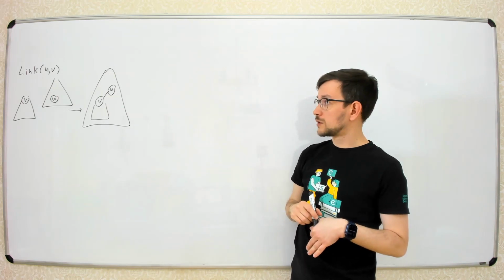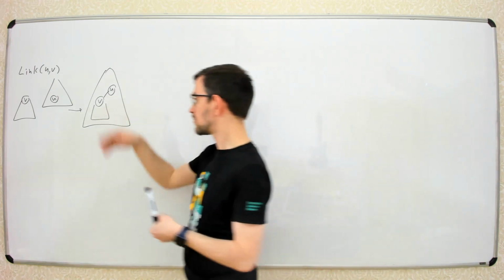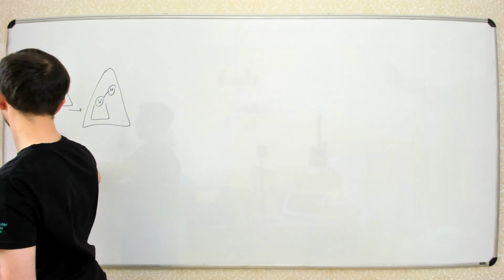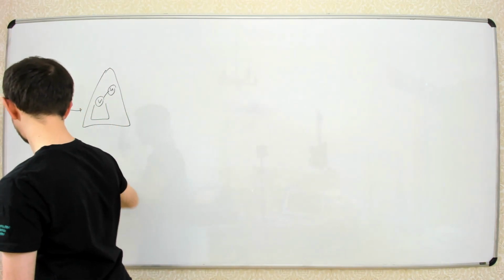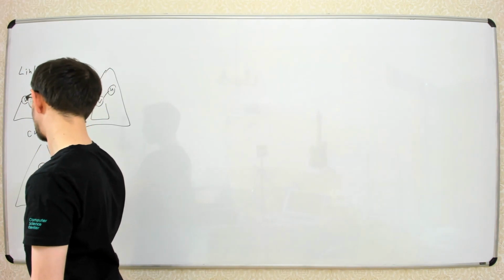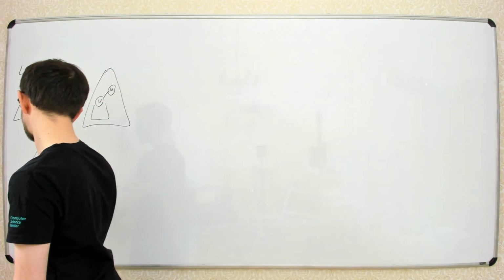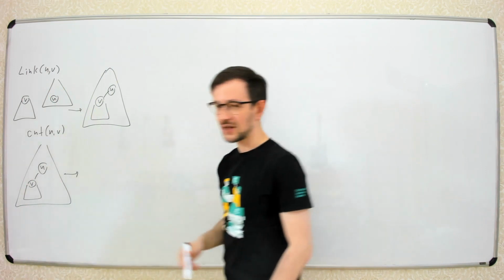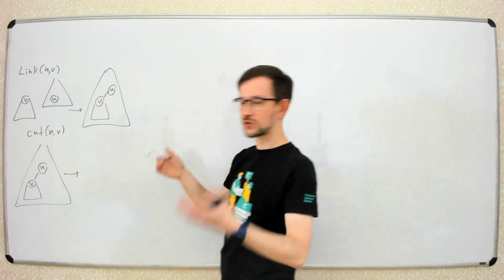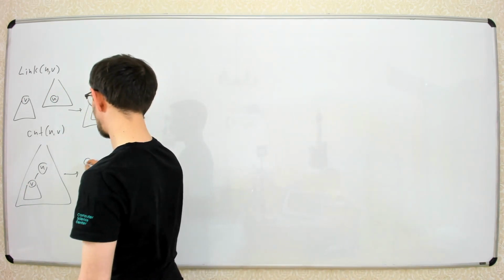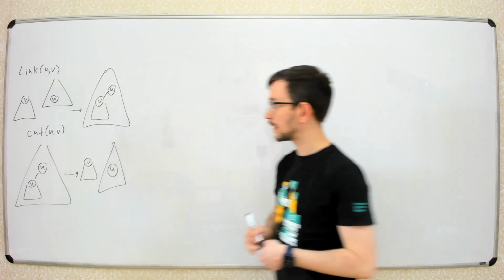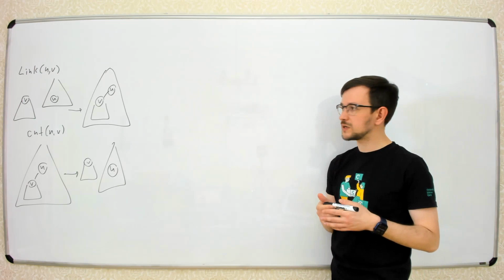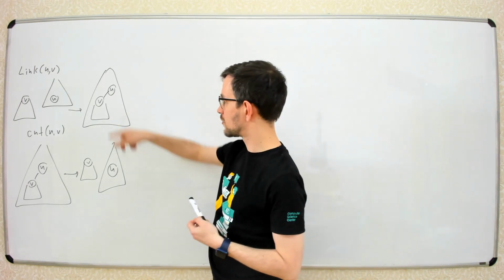The second operation is cut. So cut is basically the reverse operation. You have this big tree, you have this node U, you have this child V with its tree. Then you make this cut, so you have two separate trees. You have one tree with node V, and all other nodes are in another tree. It's simply the reverse of the link operation.